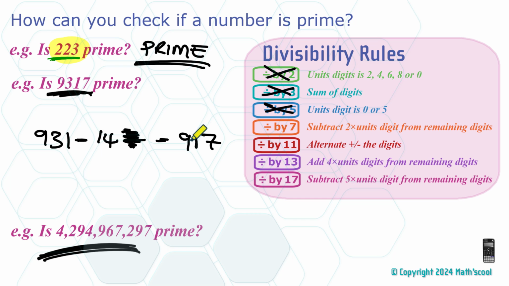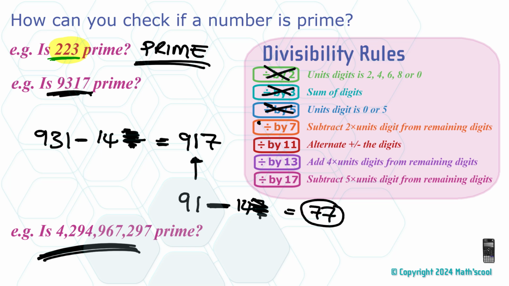Okay, that's still too big for me to check to see if 7 is a factor there. So I'll just repeat the process again. 9, 1, snap off the 7. Whoops. Snap off the 7, double it, and subtract it from there. And so that gives me 77. And 77, I can see that 7 is a factor of 77. And so 7 is a factor of this. So no, it's composite.